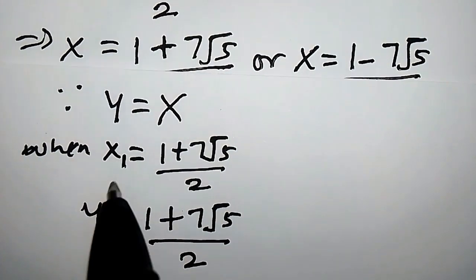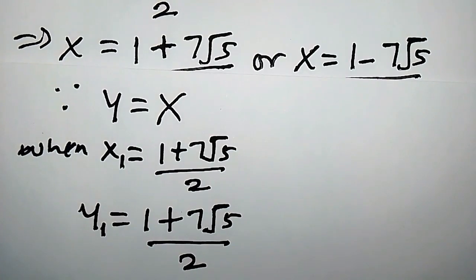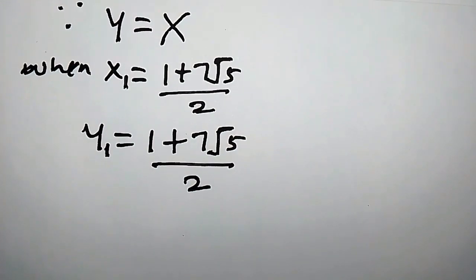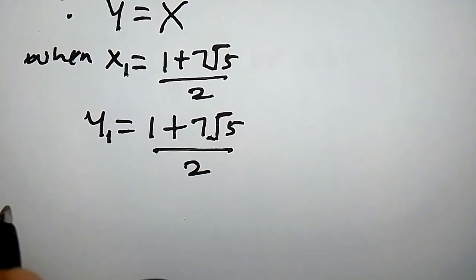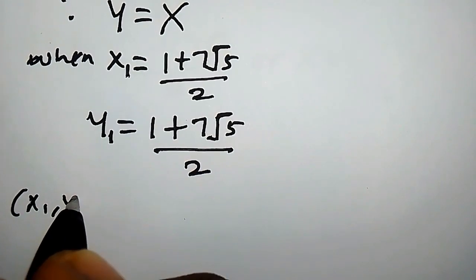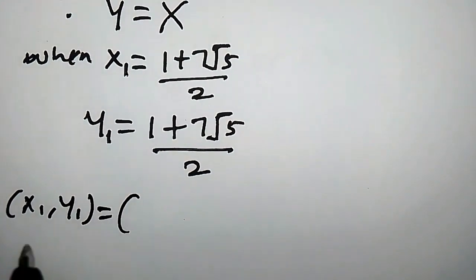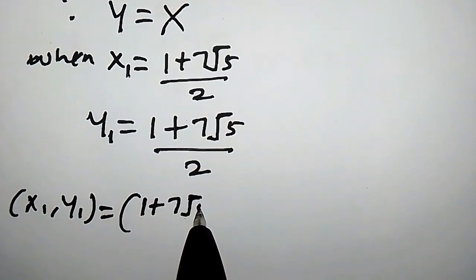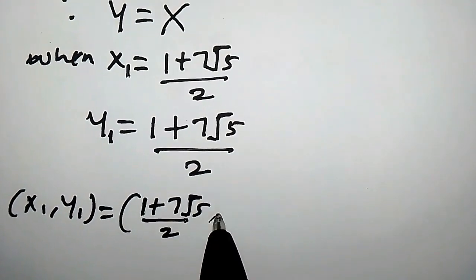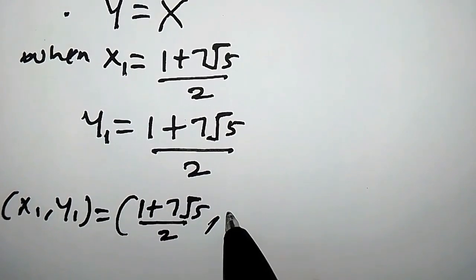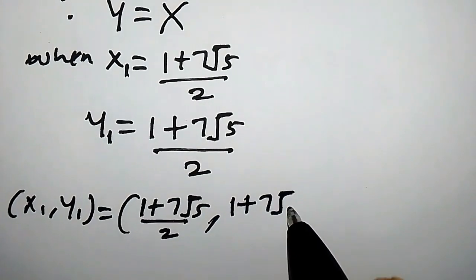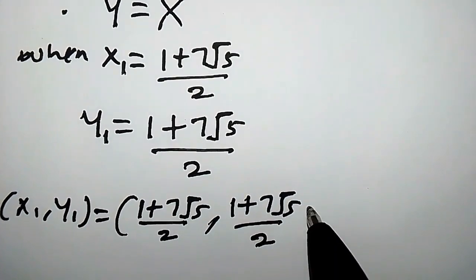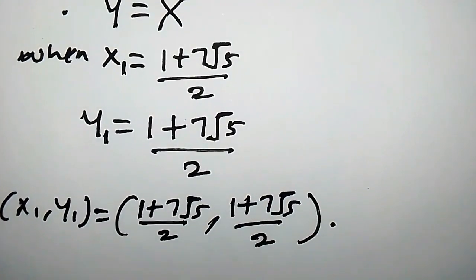Let us call this x1 and this y1. This means that the first solution that we have is simply x1 comma y1 equal to x1 is 1 plus 7 root 5 divided by 2, comma, and y1 is 1 plus 7 root 5 divided by 2. This happens to be the first solution.